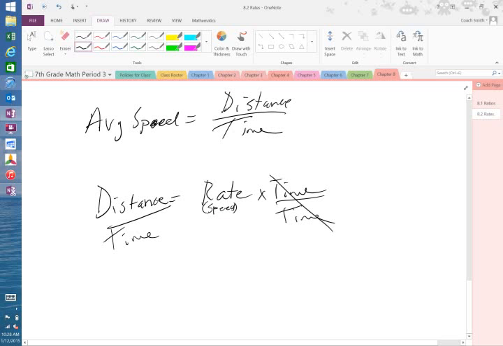Okay, so you need to know that formula because there's quite a few of them in here, several of them where you've got to find the average speed. Now, let's look at some actual problems.